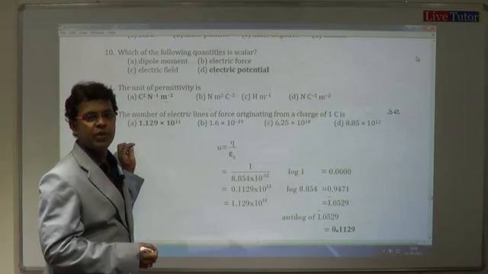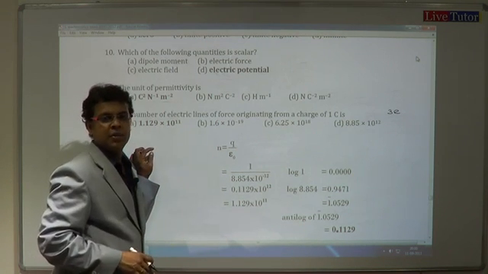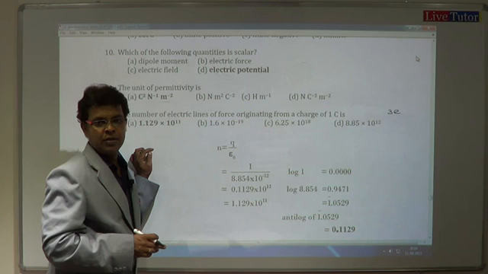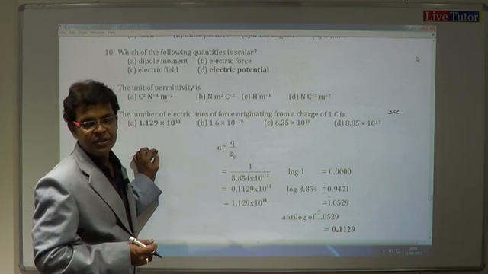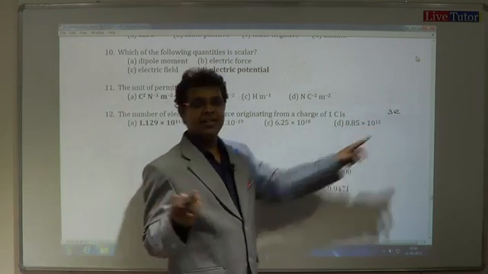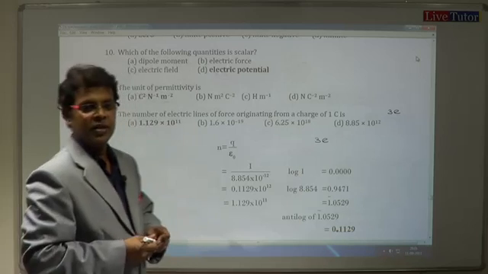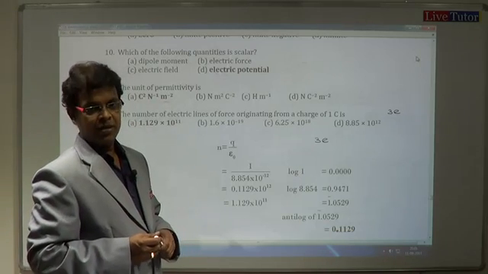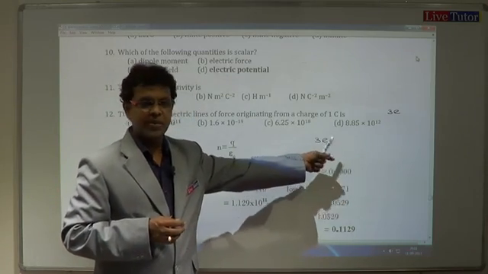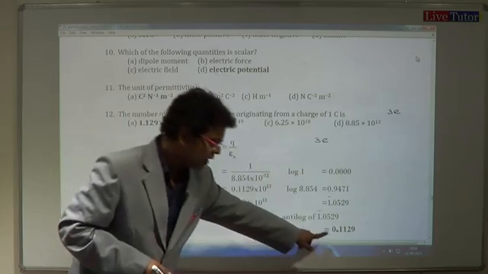Just for a change I am asking, what will you do? You will use the same formula only, but in place of q what will you write? 3e. And in place of e what will you substitute? 1.6 into 10 power minus 19. So put 3 into 1.6 into 10 power minus 19, then put this value, then take log for both, subtract, take anti-log, then you will get the answer.